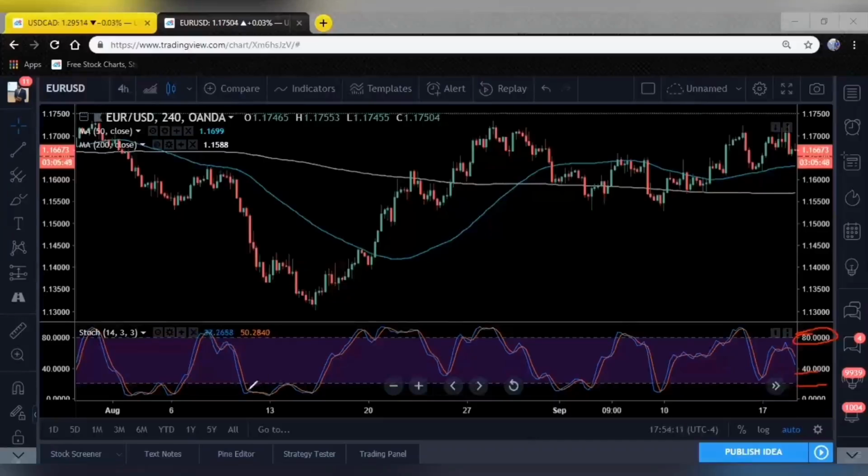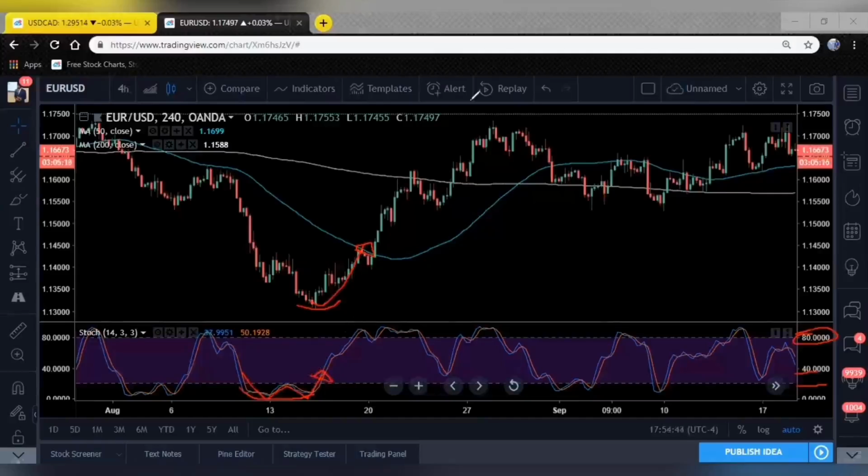As we could see here, stochastic reached a low on the H4 time frame and price reversed for a buy. The first indication for a buy that we have here is the stochastic at the lowest point reversing for a buy.